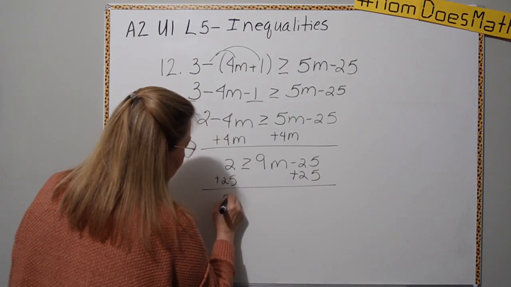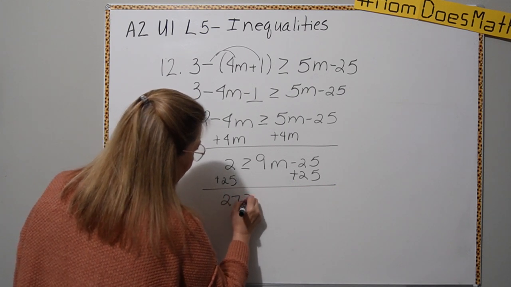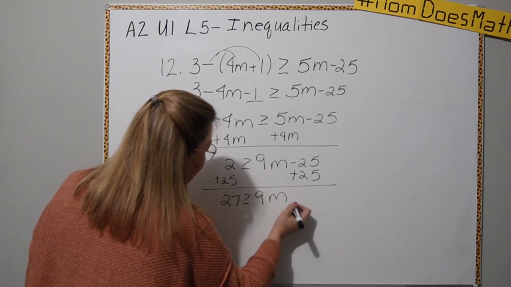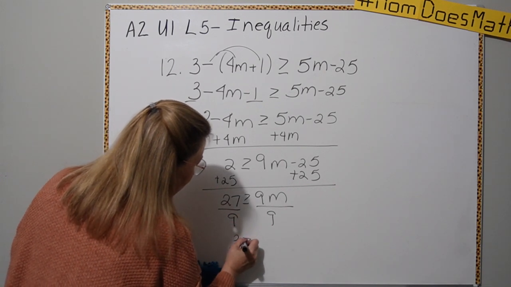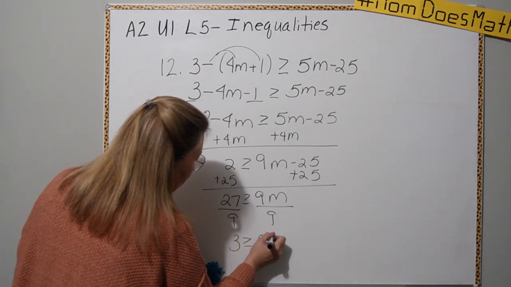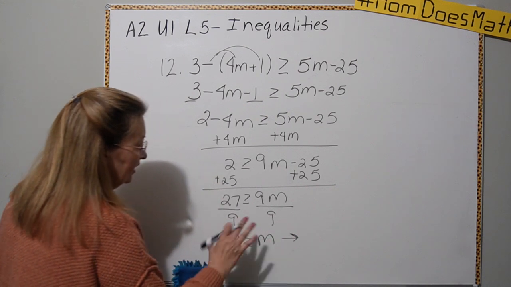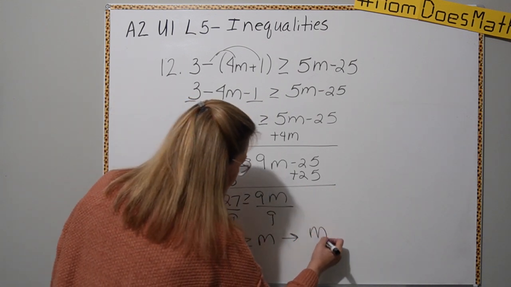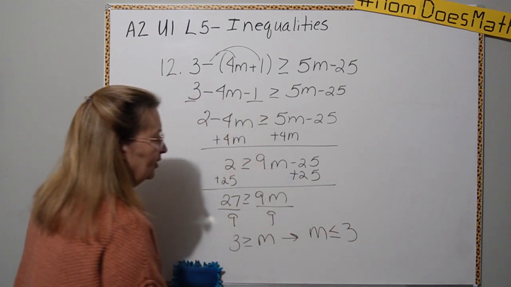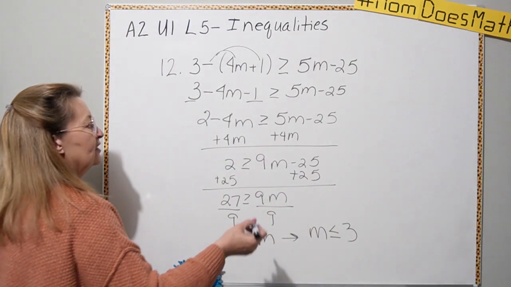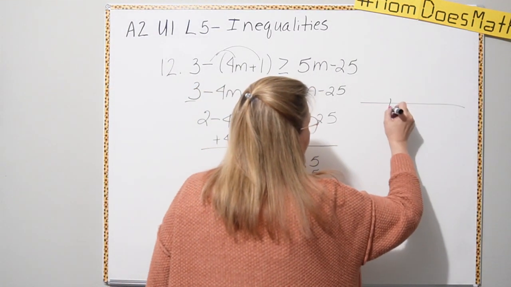So now I have 27 is greater than or equal to 9m. I'm going to divide both sides by 9. And I get 3 is greater than or equal to m. And once again, I'm going to invert those so that I'm looking at m is less than or equal to 3. Just makes it easier to graph. So let's go to our number line.